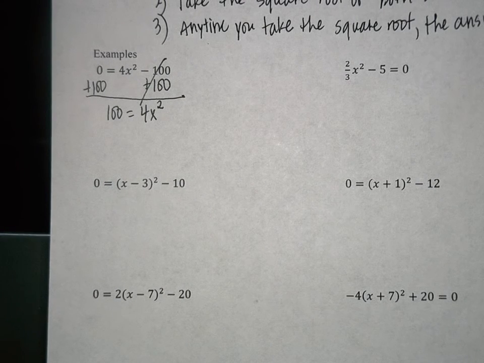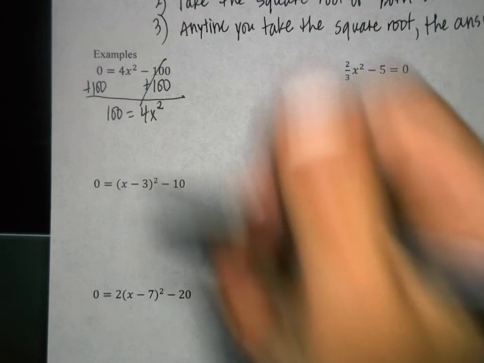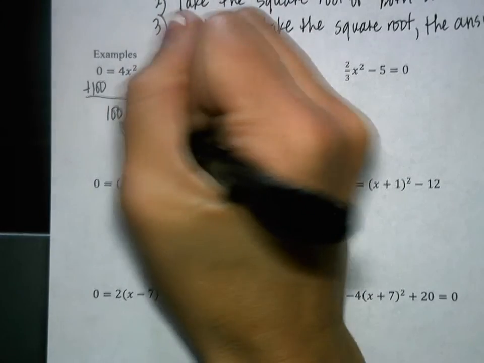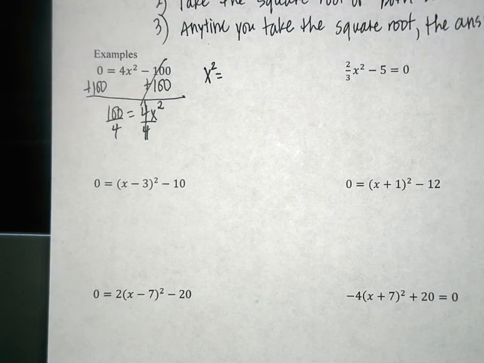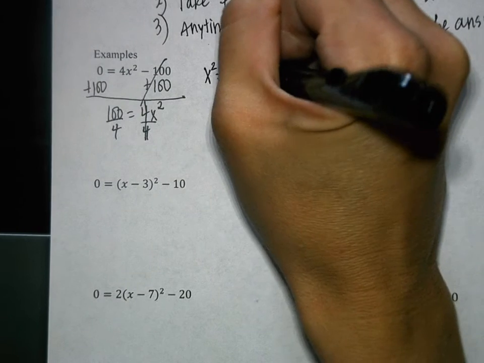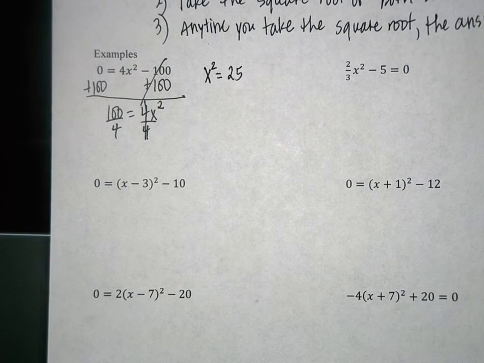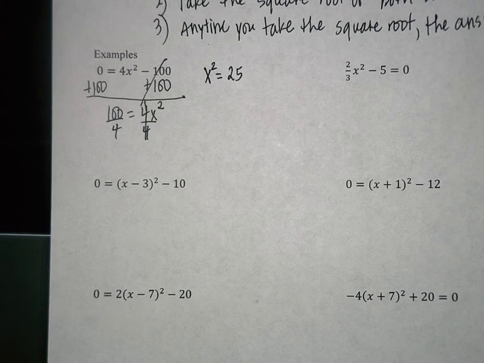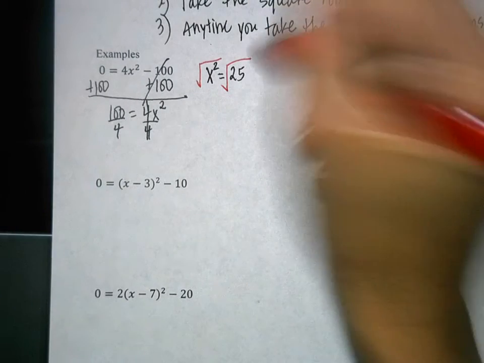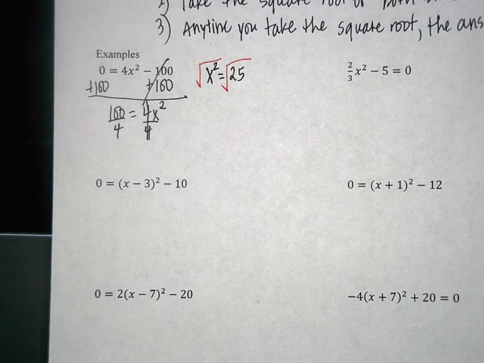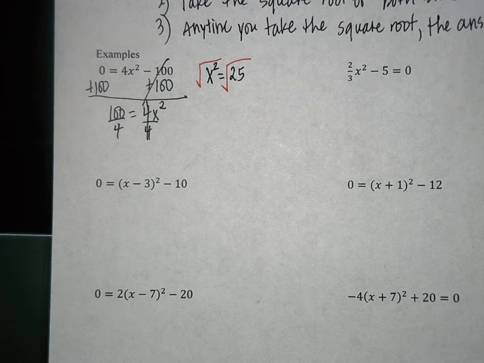Okay, what would be next in order to isolate the x squared? Now we're going to divide by 4 to both sides. Okay, so we do that. I get x squared equals, and what's 100 divided by 4? Good. Okay, next, what do I do? Now we can take the square root of both sides. So see how I am writing the square root? I am taking the square root. Anytime you take the square root, your answer will be plus or minus.